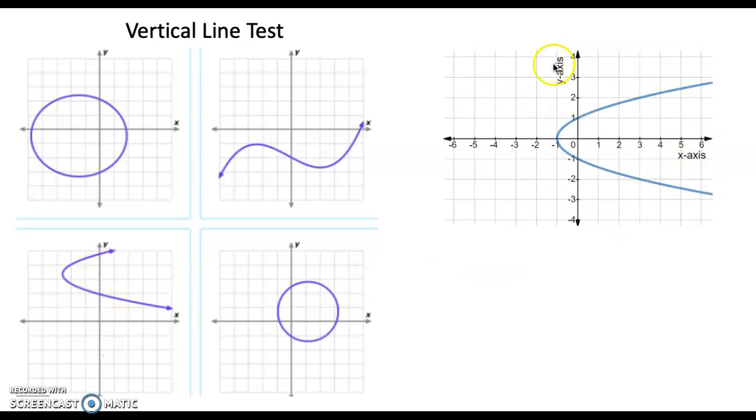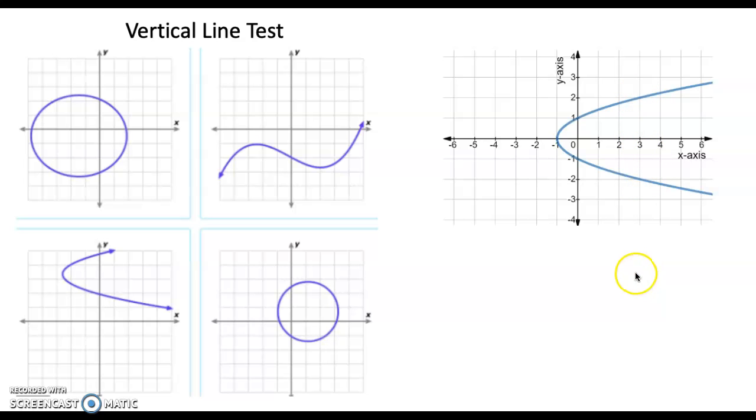Let's look at this graph right here. Go ahead and pause the video and tell me whether this is a function. Yes, no, and how do you know? So if I draw my vertical line, let's say through 3, x equals 3, notice how at x equals 3, I intersect the graph at 2 points.